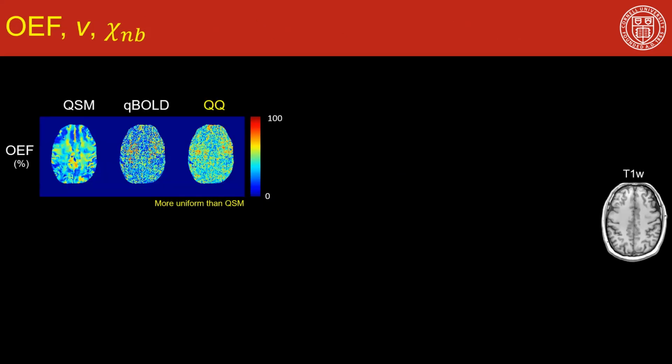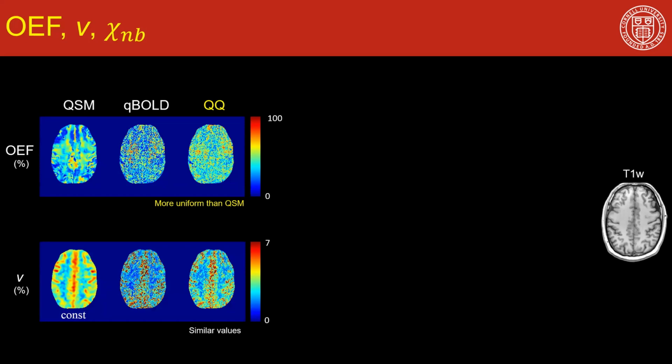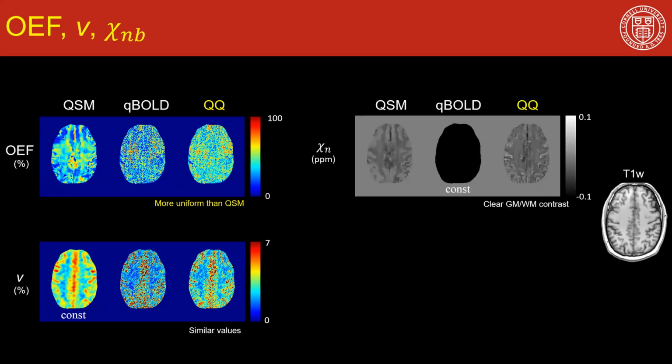Here is the oxygen extraction fraction OEF map from the 3 methods. The QQ shows a relatively uniform OEF map compared to the QSM model. This agrees with the previous MRI and PET results. Here is the V, the venous blood volume map, and the QQ model shows similar values compared to the two other methods. Then this is the chi-n result. Both QSM and QQ methods show contrast between the cortical gray matter and white matter boundary, and the values are similar. This contrast is consistent with the previously observed myelin difference between cortical gray matter and white matter.